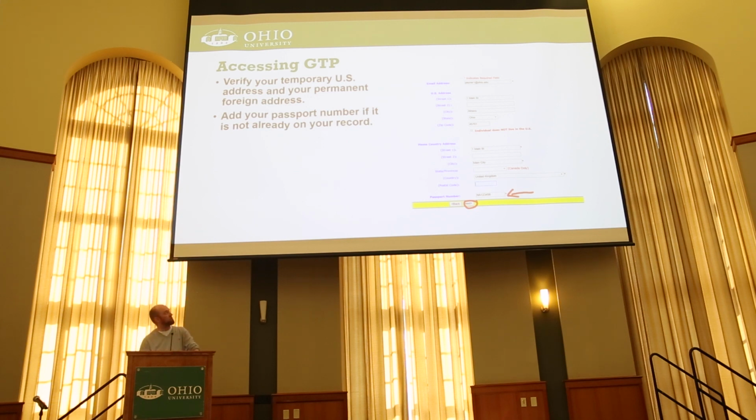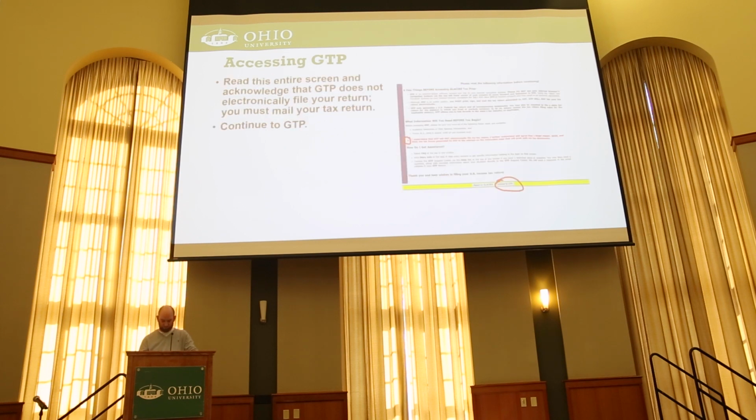It'll verify your address is still in the Glacier side. You'll have to enter your passport. Passport number is going to be required for any sort of tax treaties. And then before you go to GTP, you will check this box saying that you understand that these forms cannot be e-filed, which means they do not file electronically. Once you get through the process, you will need to print these forms and mail them.